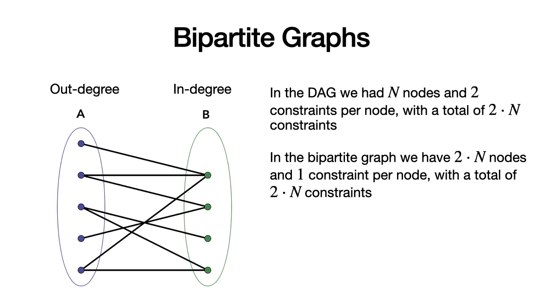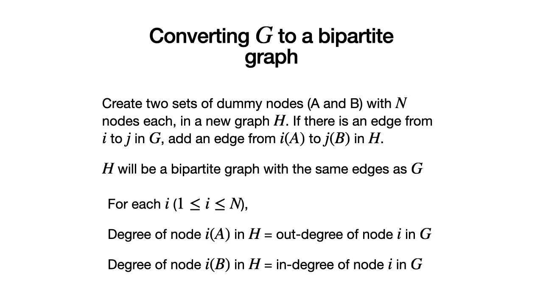Let's look at how we can convert G into such a bipartite graph. So let's create two sets of dummy nodes, set A and set B, with n nodes each, in a new graph H. H is a bipartite graph. If there's an edge from I to J in G, then let's add an edge from IA, which is the set A part of I, to JB, which is the set B part of J, in the bipartite graph H, right? Now H will be a bipartite graph with the same edges as G. However, our property that we mentioned in the previous slide will be maintained, and this is how.